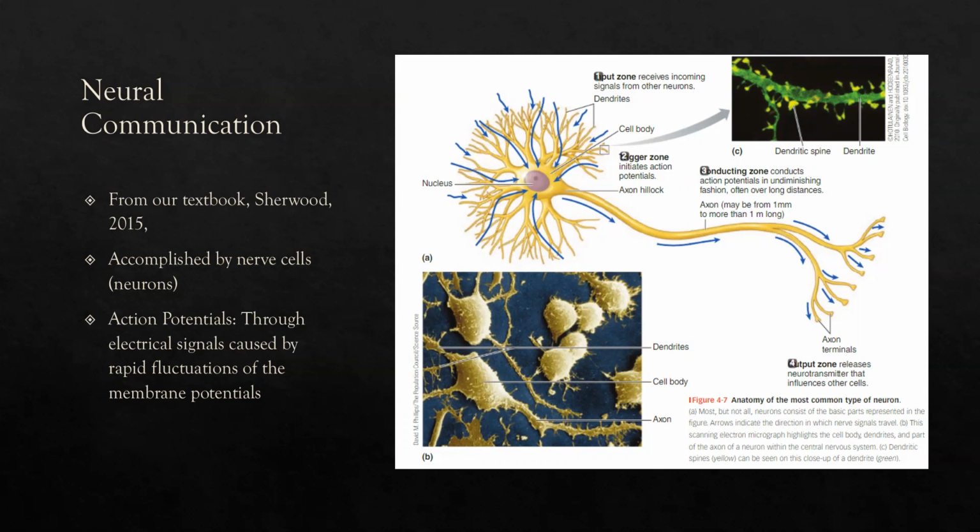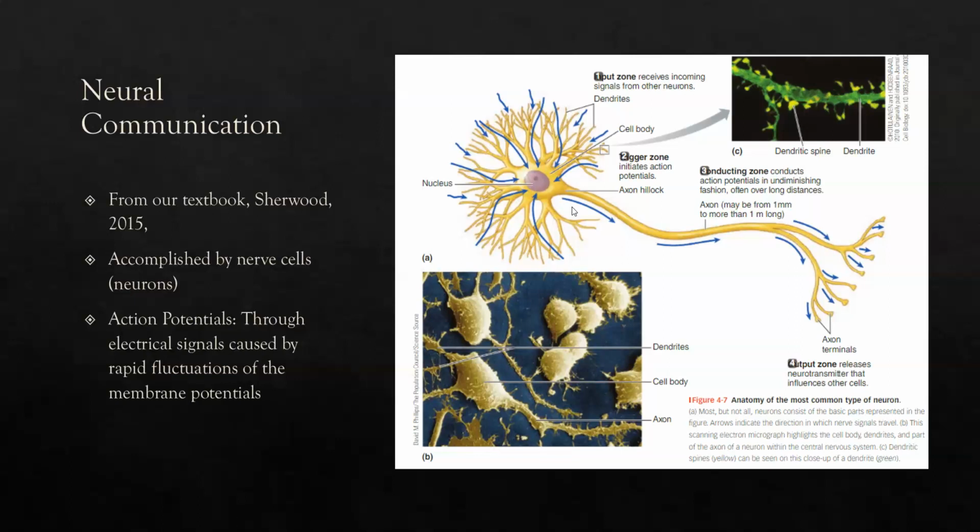We will go into that further on the next couple of slides, but focusing in on this picture, we have zone 1, which is the input zone. Here is where incoming signals from other neurons are received. As you can see, these dendrites are receiving the signals. Just a quick layout, we have the nucleus, the cell body, and then the dendrites labeled here. But here is this first zone. Then we have the trigger zone, which is the axon hillock. This is where the action potential is initiated.